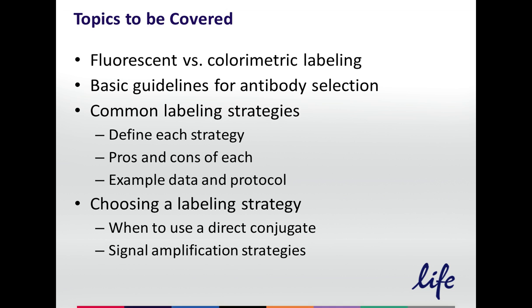As you can see here, some of the topics that we'll cover. We'll talk about the differences between fluorescent and colorimetric labeling real quick, some basic guidelines for selecting an antibody, and then go into each of the different labeling strategies, their pros and cons. That's what their problems may be and how they're beneficial. Some example images and comparisons between them. And then just a simplified guide on choosing which of the strategies to use.